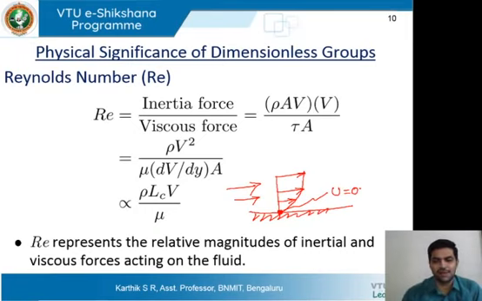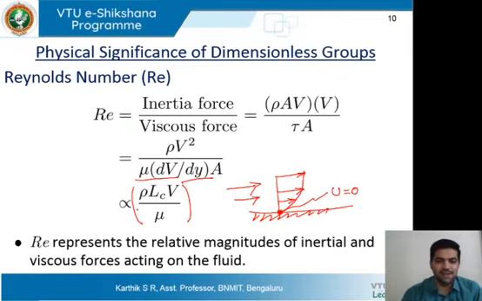And you know from Newton's law, the shear stress is proportional to the velocity gradient. So we are considering the same, that is for a Newtonian fluid. We are considering the same here in the next step. Which will yield the final form of Reynolds number, which is rho LV by mu. So what does this actually represent? Reynolds number actually represents the relative magnitude of inertial and viscous forces which are acting on the fluid.